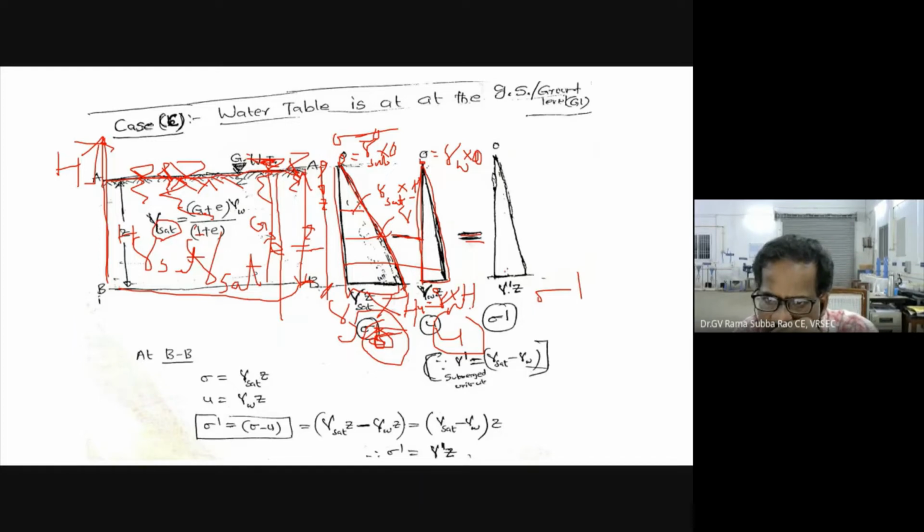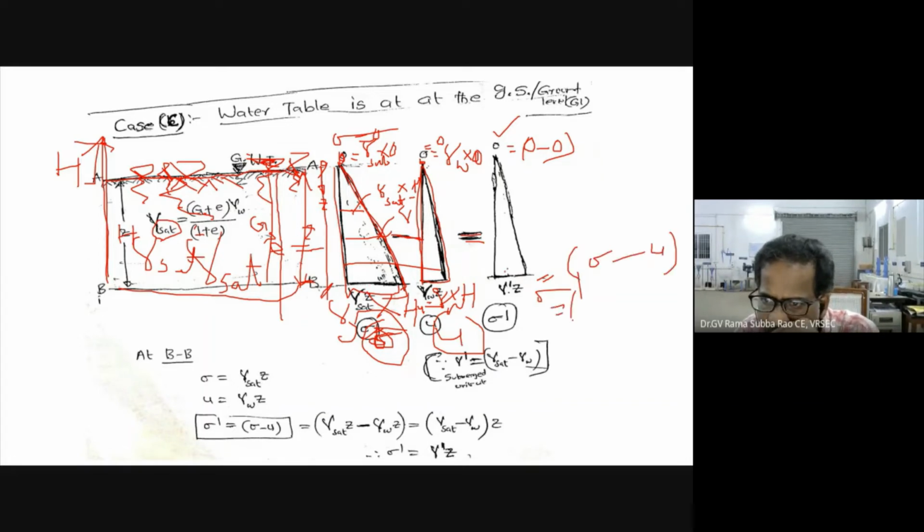Now let us proceed to compute sigma dash. Pore water pressure is 0 at the top of the soil layer. Total stress 0 minus pore water pressure 0 is 0. No need to be surprised. Now one can easily understand sigma dash at bottom: I have total stress minus pore water pressure.